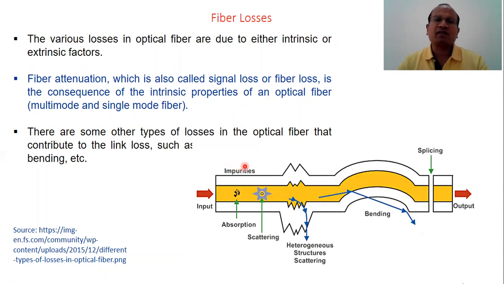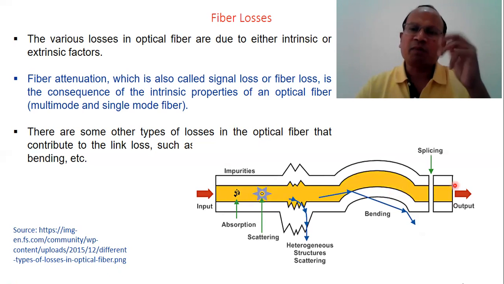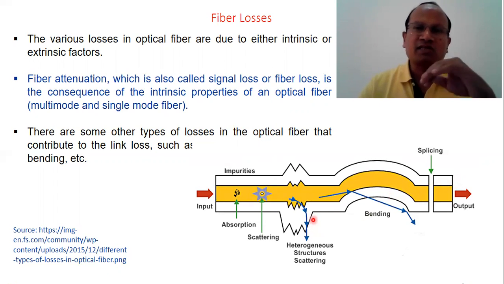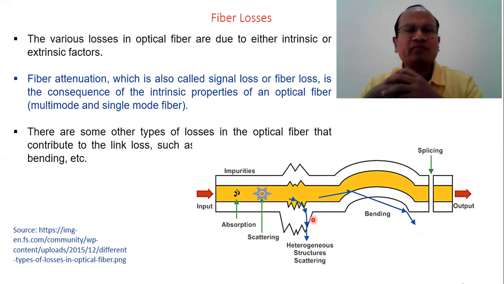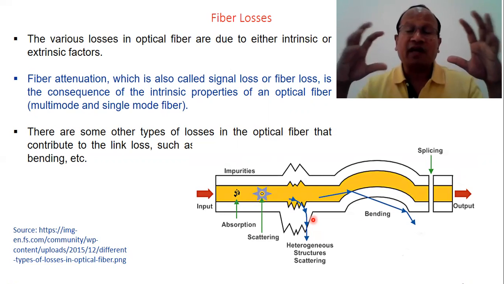The very first factor which is written here is impurity. If there is any impurity inside the material, it causes absorption, scattering. Any impurity, manufacturing defect in the composition of materials while manufacturing the fiber, bending, splicing, heterogeneous structures, inhomogeneity are the different factors.